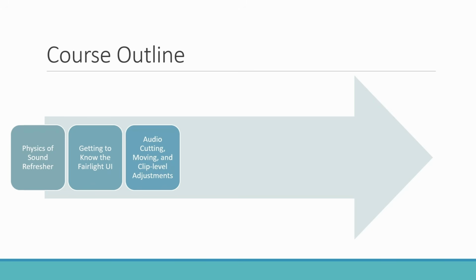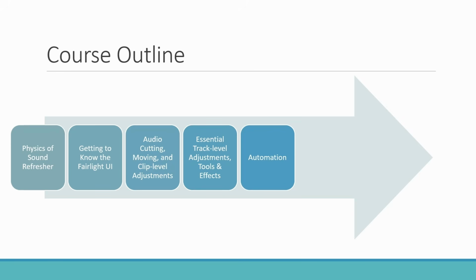In Module 3, we'll start to look at how we cut, move and make clip level adjustments. This is just some of the bread and butter work of working with audio in the Fairlight page. We'll then move on to Module 4, where we'll look at some essential track level adjustments, tools and effects that we can make. And when we make changes to the track level, we'll learn that they affect all clips on that track.